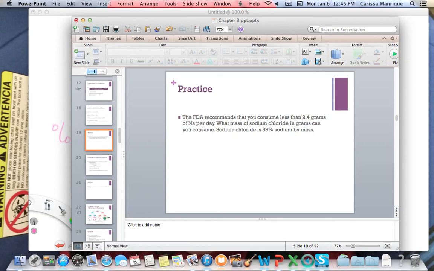So, it says the FDA recommends that we consume less than 2.4 grams of sodium per day. Okay, so we can't have more than 2.4 grams of sodium because it can get bad for your health. What mass of sodium chloride can you consume? Sodium chloride's table salt. So let's assume that all the sodium we get is from sodium chloride. How much sodium chloride can we consume if we can only have 2.4 grams of sodium? Okay, and sodium chloride is 39% sodium by mass. So we have a percent, so we're going to use that conversion. We're not going to try to find the percent because we have that.